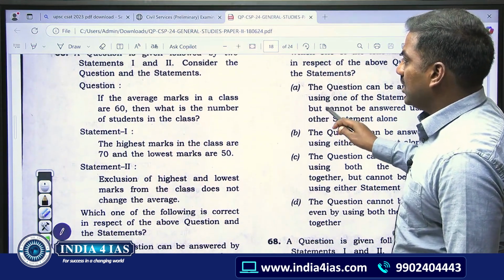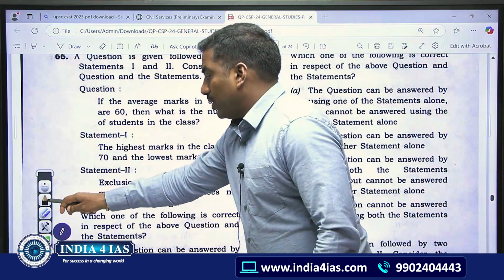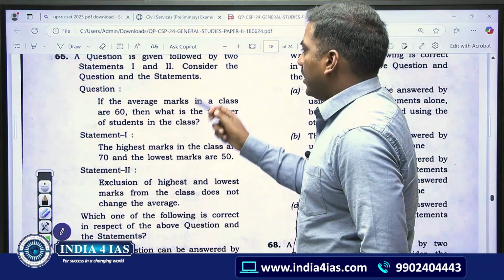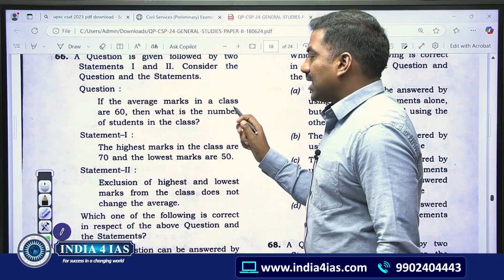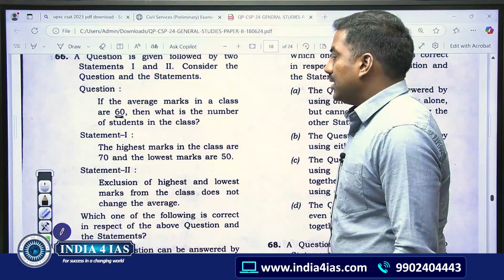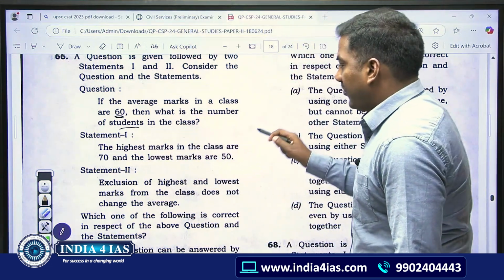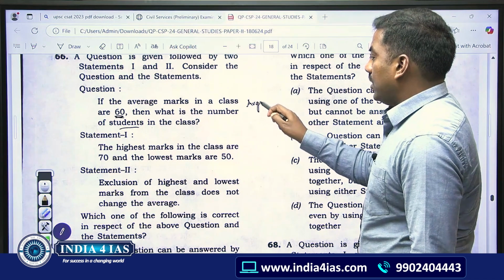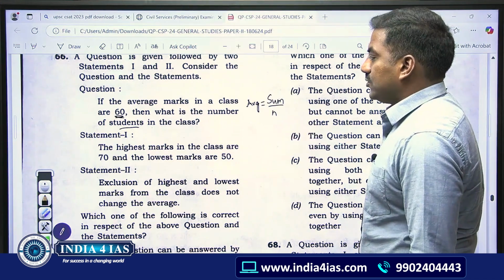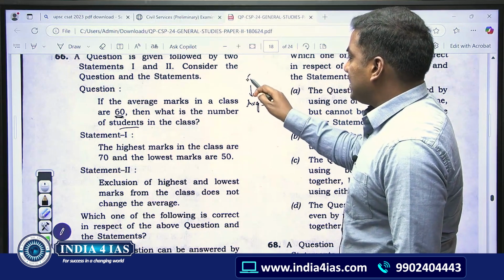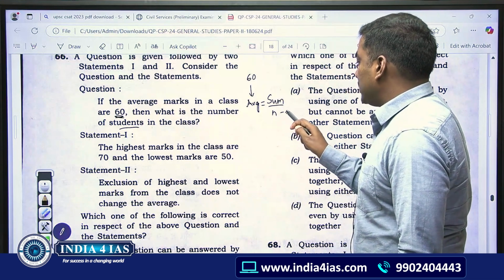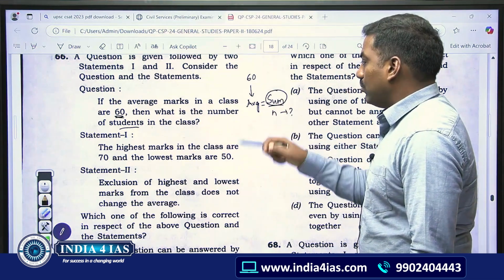They have asked the question. You have to tell whether statement 1 alone or statement 2 alone will help. Let us check. The question is followed by statements. If the average marks in a class are 60, then what is the number of students? Whenever we get an average, how do we get it? Sum of the marks divided by the number of students. Now they have given average as 60, but we don't know the sum and n. And they are asking how many students are there in the class. For that, I need the sum of the marks.